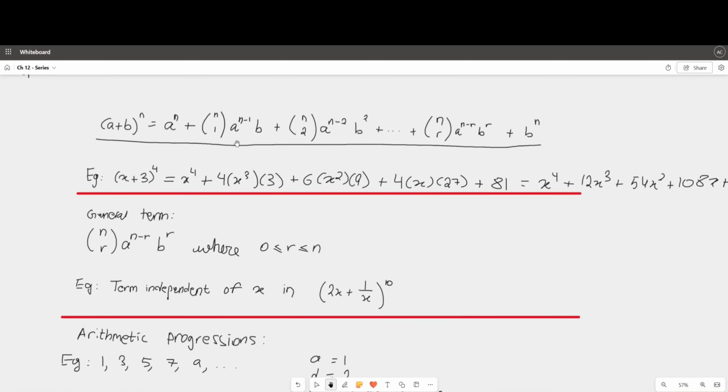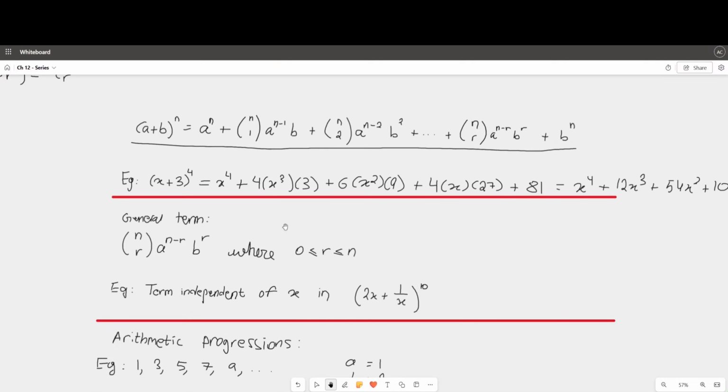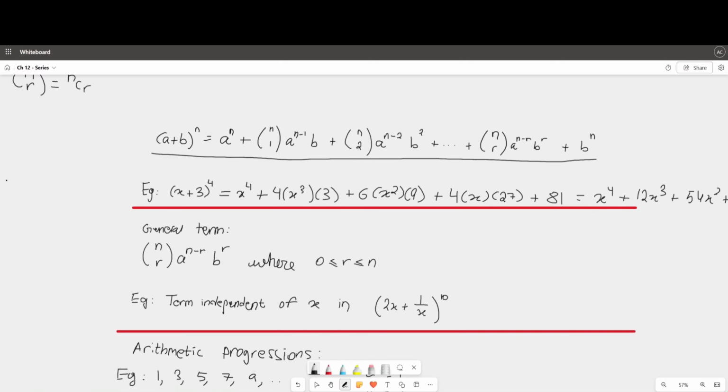So a general term in the binomial expansion, this one here, as I've written, is just nCr times a to the power n minus r times b to the r, where r is greater than or equal to 0. So obviously b to the power 0 is the first term, and then n will be greater than or equal to r. So basically n must be greater than or equal to r in all cases, because say 1C3 doesn't actually exist, because by the definition of combinations you can't choose three different things from one.